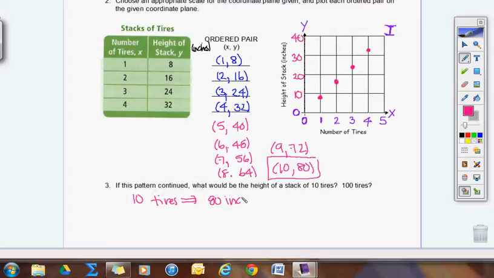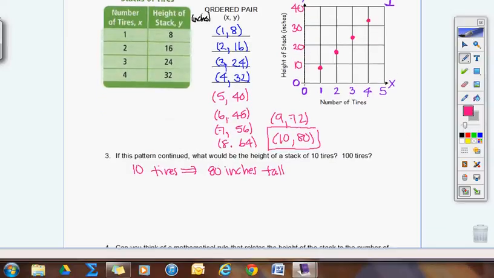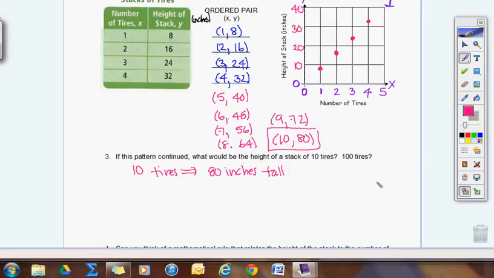And some of you guys obviously might have been able to see that pattern before looking at all of those ones in between. But let's take a look at what happens if I've got 100 tires. Then obviously it looks like I just keep on multiplying by 8, so that should be 800 inches.